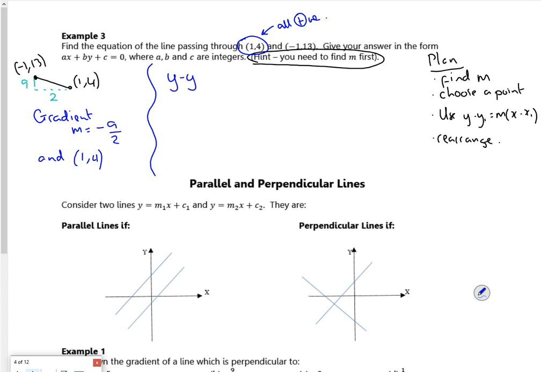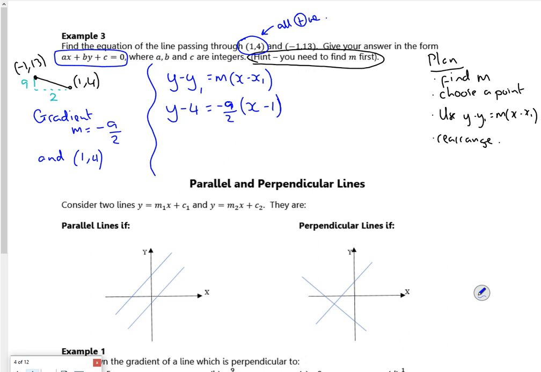So if I look at the formula, I'm going to do y minus 4 is minus 9 over 2 times x minus 1, and then that's done. So if it just asks for the equation, then that's fine, it's done. But this is not yet in a specific form.